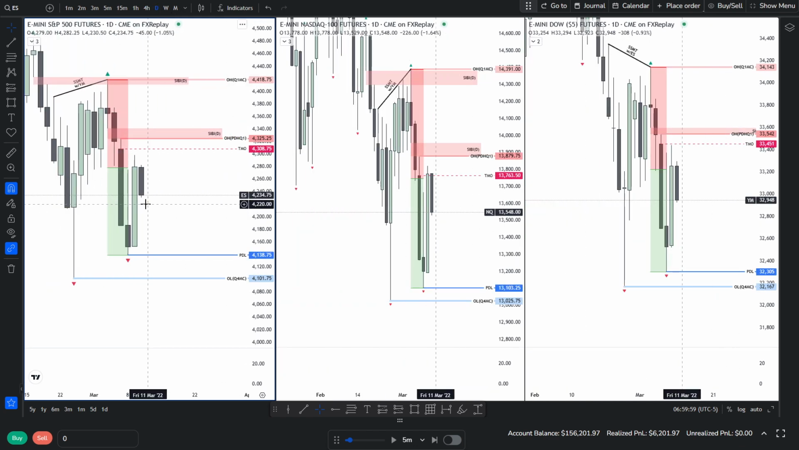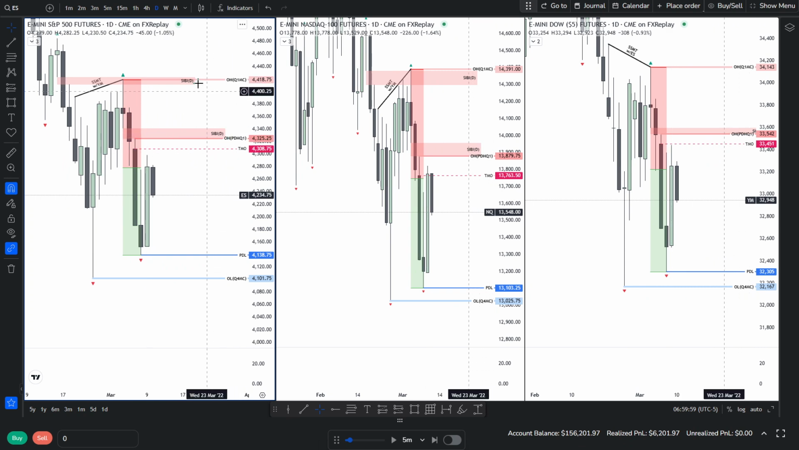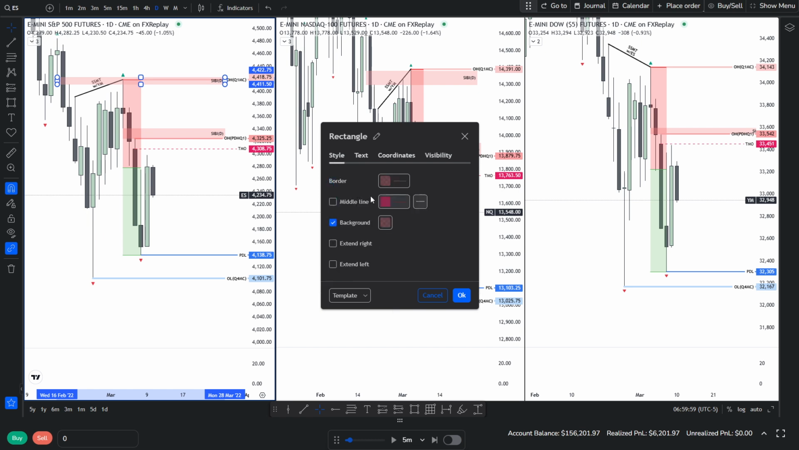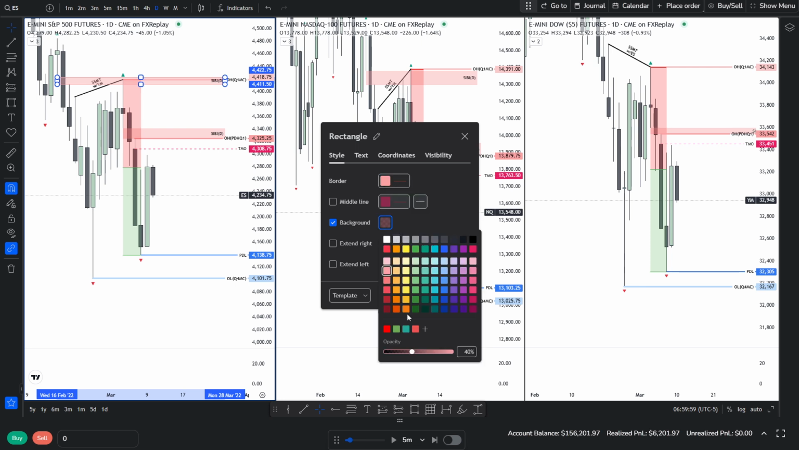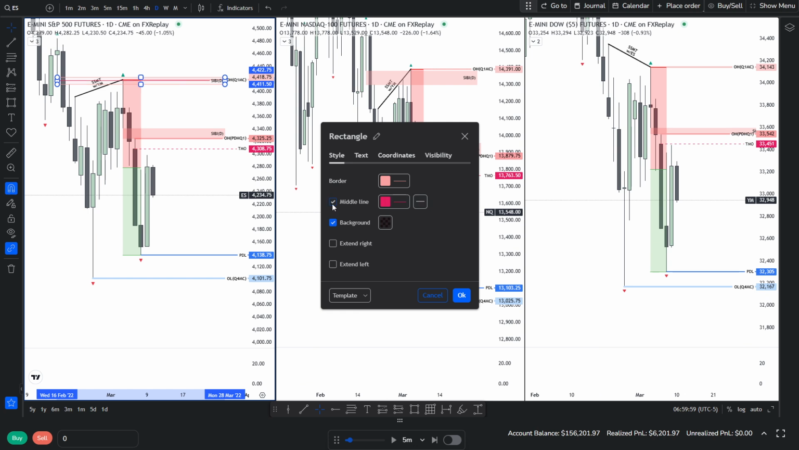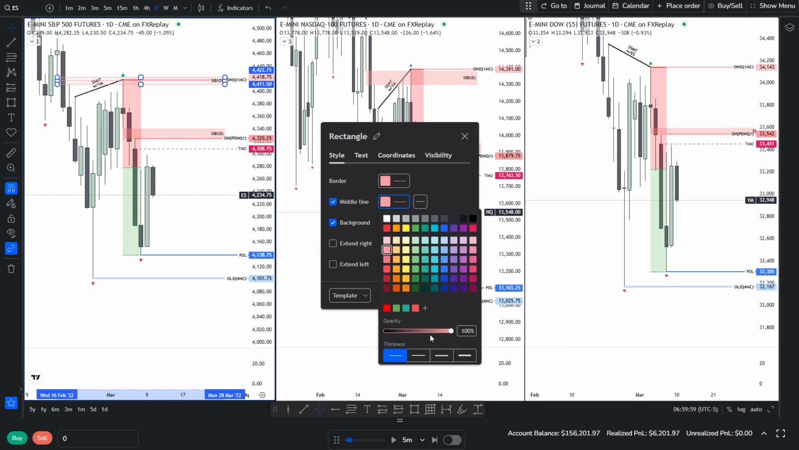And what I'm going to do, now that we've got the opportunity to do so, is update these because we can. So we know that's daily. The border can become 100%. Background drops 10. And the middle could become 100% as well.